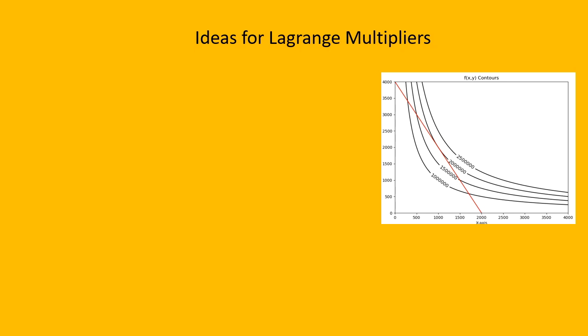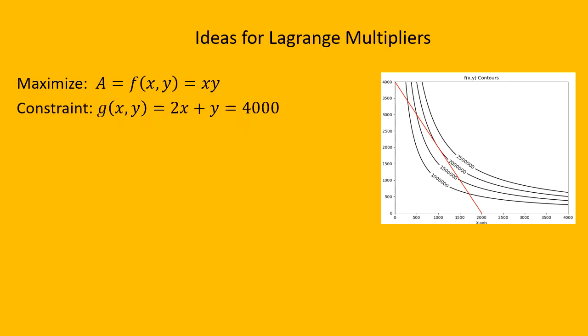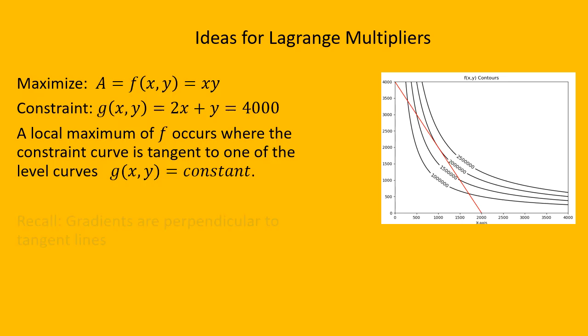So let's look at the ideas behind Lagrange multipliers. We want to maximize the area, which is a function f of x and y, which is x times y, length and width of that rectangular field the farmer is going to enclose. We have a constraint. We only have a finite amount of fencing, 4,000 yards of fencing along three sides of a rectangle. So 2x plus y has to equal 4,000. The constraint is that 2x plus y has to equal 4,000, and that's given by the red line in this diagram.